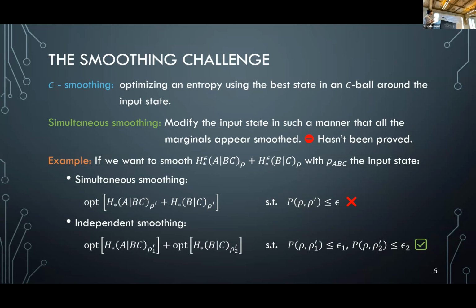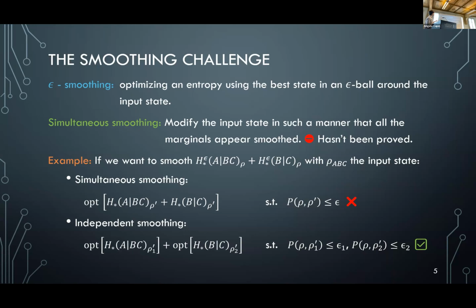Maybe one example so that this can be understood further. Imagine you want to optimize these two entropies you can see on the screen. Simultaneous smoothing would mean that we find this state rho prime that optimizes the general entropy accounting for A, B, and C, and this rho prime, automatically, would also optimize the entropies of the marginal states.